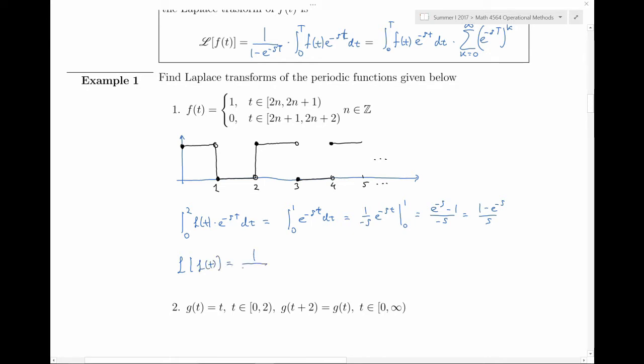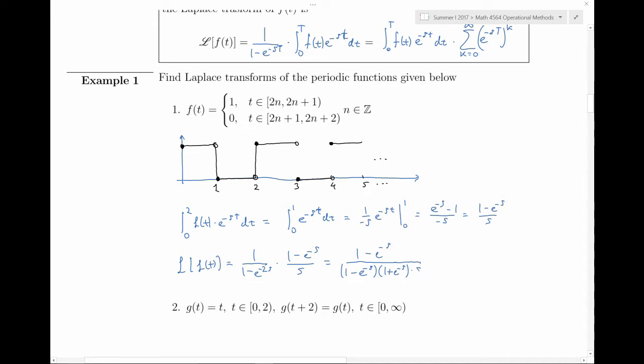Anyway, the final answer is 1 over 1 minus e to the minus 2s multiplied by 1 minus e to the minus s over s. This can be simplified if you wanted to. I can write 1 minus e to the minus 2s as 1 minus e to the minus s times 1 plus e to the minus s.